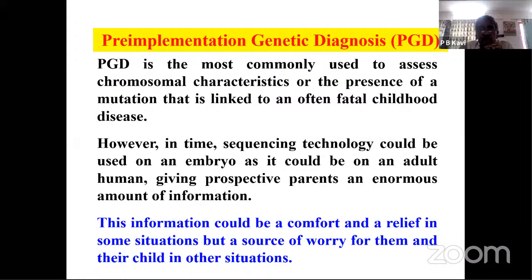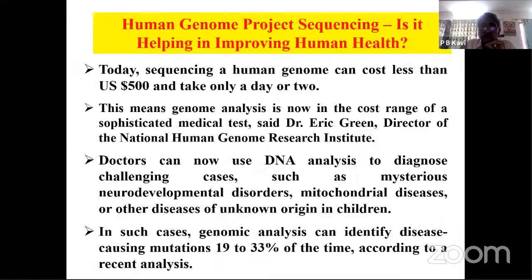So this sort of information is necessary for us in advance so that we can take certain reproductive decisions. Suppose you come to know that the child is going to take birth with fatal diseases, then we can get it aborted with the help of doctors, of course. So this sort of information can be a comfort for the parents as well as for the newly born baby in certain cases where the child's health is very, very good, or it can also be a source of worry for them and also their child in other situations.